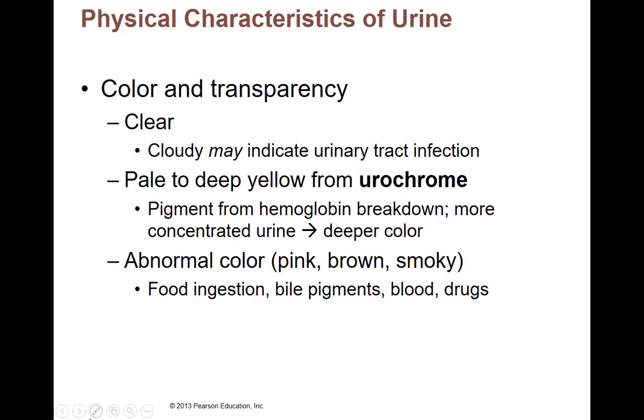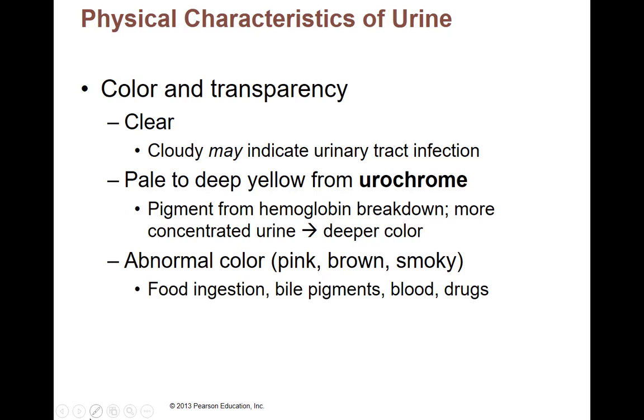Now, some characteristics of urine. One, urine should be clear. You should be able to see through it. If it's slightly cloudy, it may, but does not always, indicate a possible urinary tract infection. There are some other foods and things like that that can make it cloudy, but if it's cloudy, it may indicate urinary tract infection. It's usually some shade of yellow.